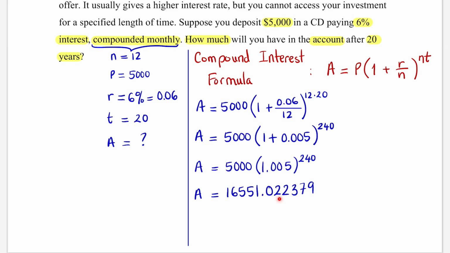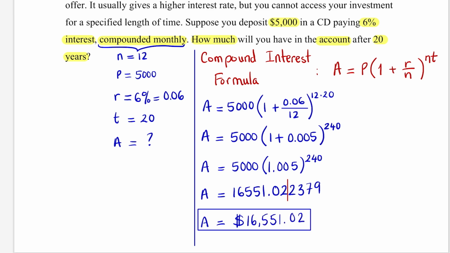we're going to round it to 2 decimal places. This digit is 2, so I'm going to round down to $16,551.02. So after 20 years, I have $16,551.02 in my account. This is including my principal and my interest.